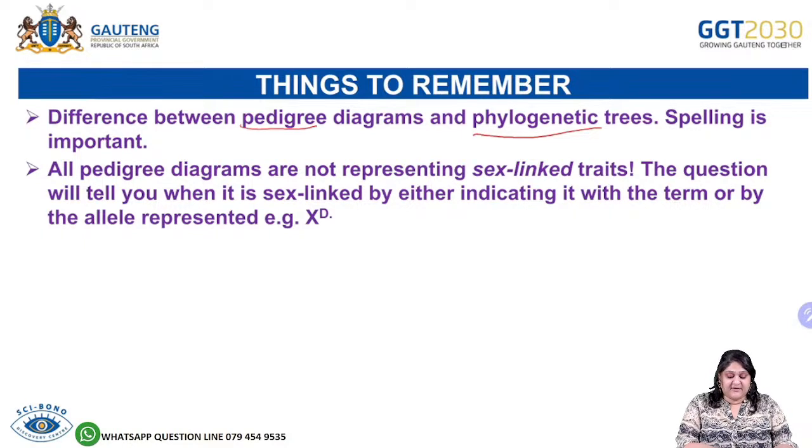Pedigree diagrams do not always represent sex-linked traits. Very important, grade 12s: when you see a pedigree, it does not mean that it is always sex-linked, so it doesn't mean that you're always going to use X and Y. The question will tell you when it is sex-linked, either by indicating it with the term or by the allele represented. So for example, if they give you the allele like this, then you know that it is sex-linked. Okay, so this one is sex-linked.